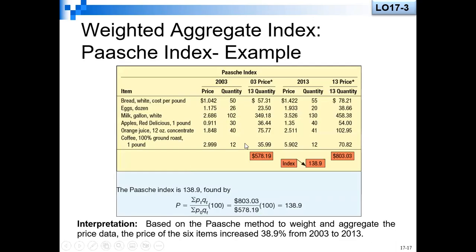Okay, so we take the price of 2013 times the quantity of 2013, and then we take the price of 2003 times the quantity of 2013, all right? And we do the same thing, and what do you get? You get 138.9, okay? Which means that based on the Paasche index, the price of these 6 items increased by 38.9%, okay?